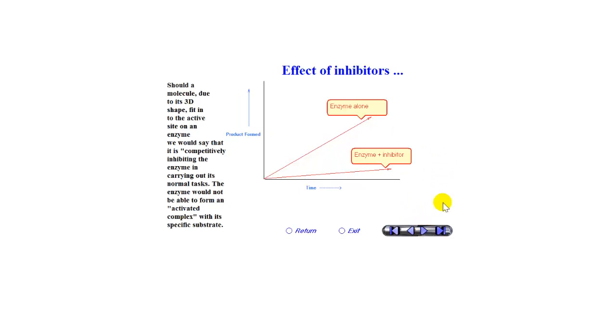There is something that is basically the opposite of an activator called an inhibitor. What happens if a molecule, due to its three-dimensional shape, fits into the active site on an enzyme? We would say that it is competitively inhibiting the enzyme in carrying out its normal tasks. The enzyme would not be able to form an activated complex with its specific substrate. So there are substances out there, we call them poisons.